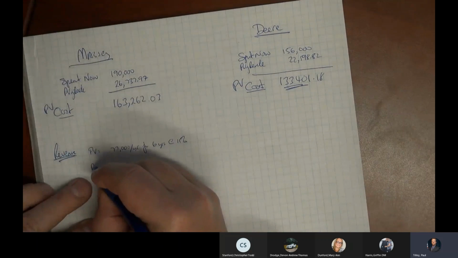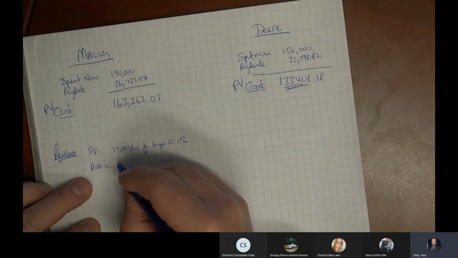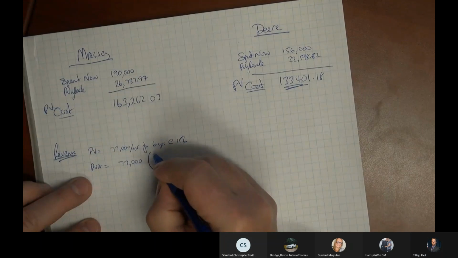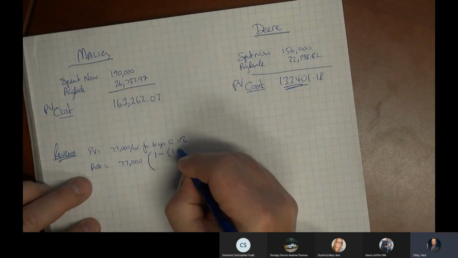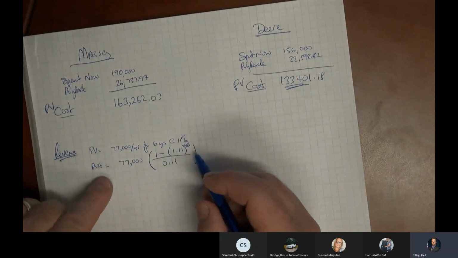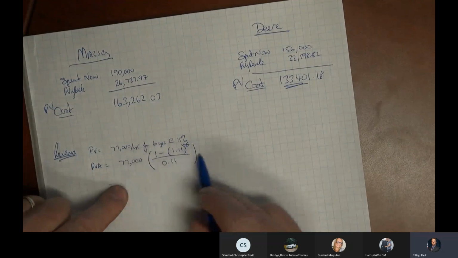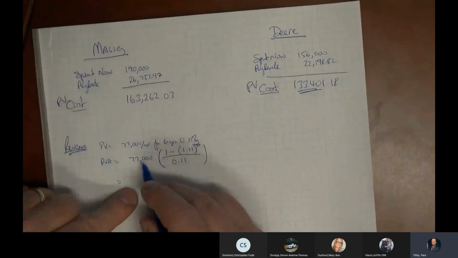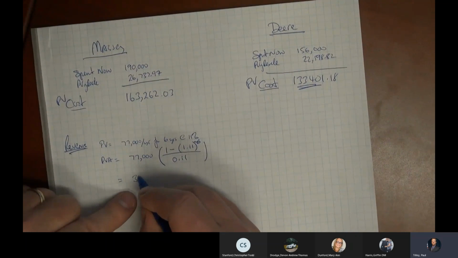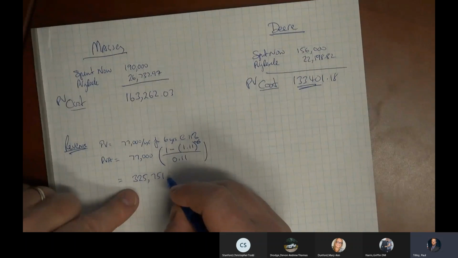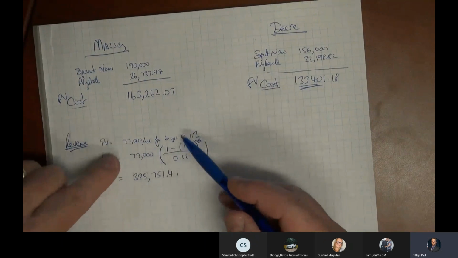The PV of an annuity formula is the payment, which in this case is $77,000, times 1 minus 1.11, which is the interest rate, to the minus 6, over 0.11. When we plug those numbers in and run that, we're going to get the present value of that flow of payments to be $325,751.41.